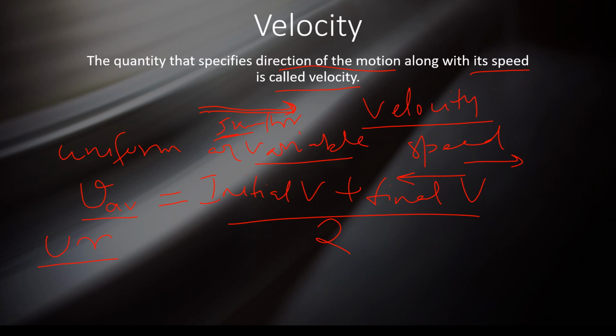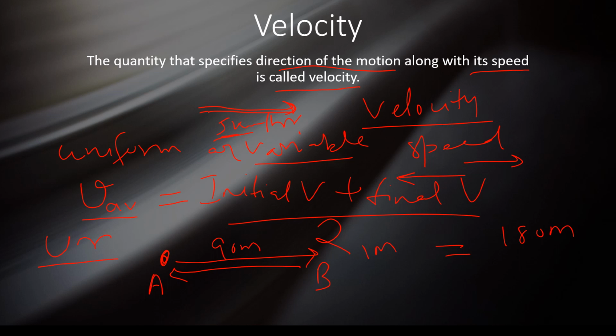Suppose a person traveled 180 meter. He started from here, A point. He traveled 90 meter to B point and then came back again. This is a 90 meter distance. Again, he came back to his original position. So the total distance traveled is 180 meter, and he took 1 minute for this.